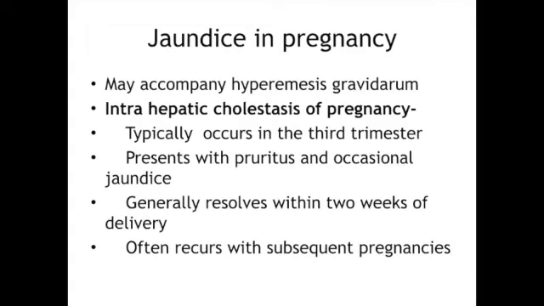And there are some special situations like jaundice in pregnancy. I won't go into the detail. It may accompany patients with hyperemesis gravidarum, but it is self-limited and it will come back to normal. But intrahepatic cholestasis of pregnancy typically occurs in the third trimester, may present with pruritus and occasional jaundice. It generally resolves within 2 weeks of delivery and often occurs with subsequent pregnancy. So if a patient has got intrahepatic cholestasis of pregnancy, there is a chance that they may develop recurrence in the subsequent pregnancy.